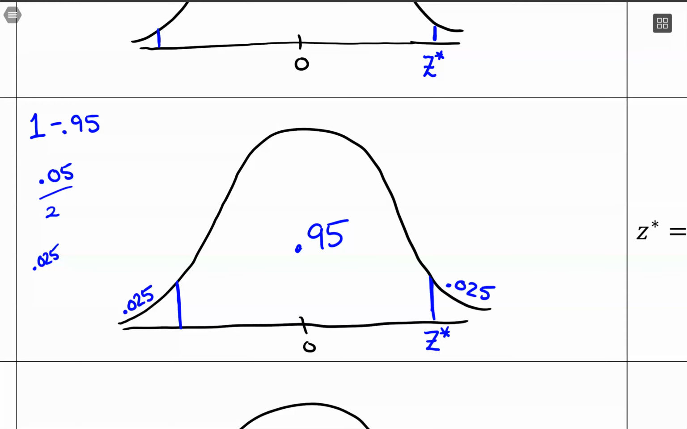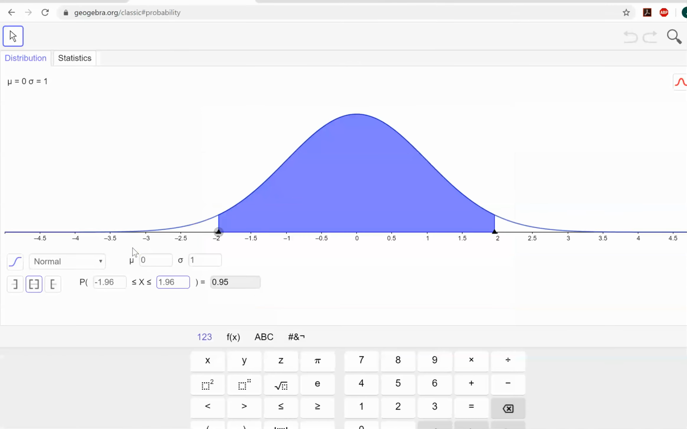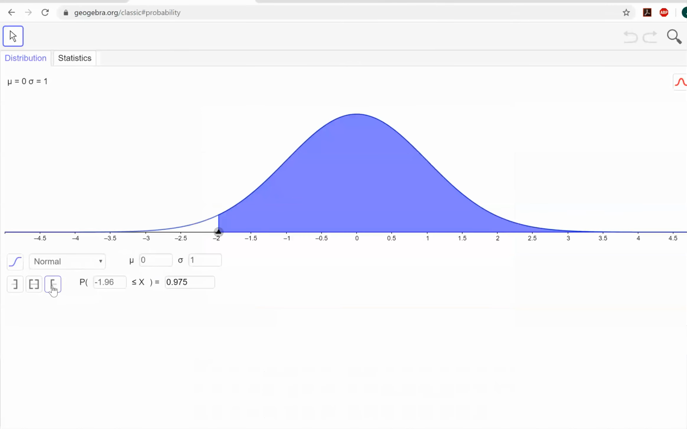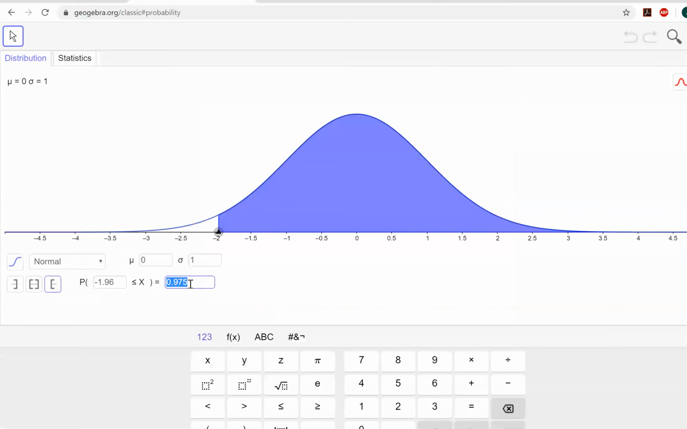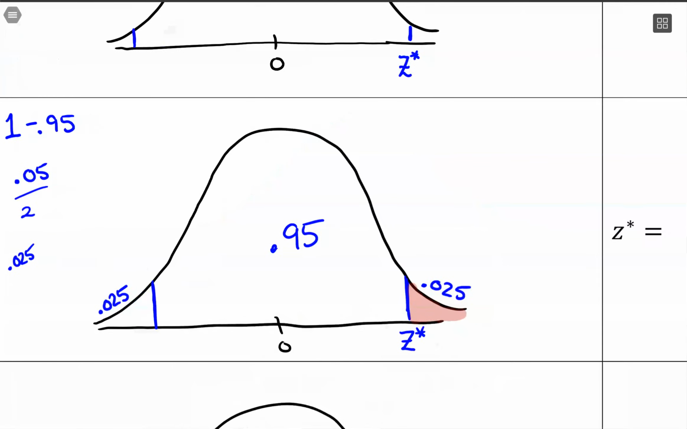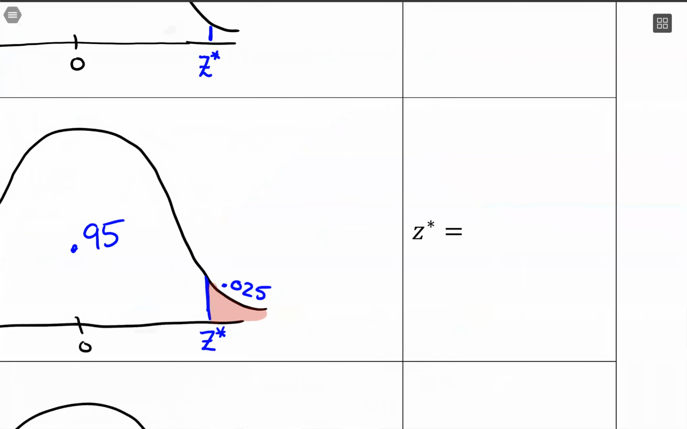So what I did in GeoGebra was I went in and I looked at where's this cutoff such that 0.025 is to the right-hand side. So if we go back to GeoGebra, that's what I had set up here. So I did a right side and then set the area to 0.025, which gave me the cutoff of 1.96. So that's where that 1.96 came from. So 95% confidence intervals will always use 1.96.